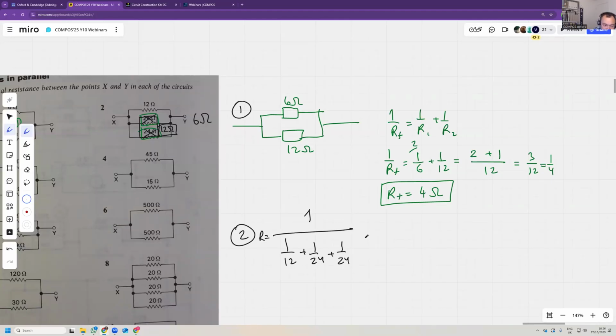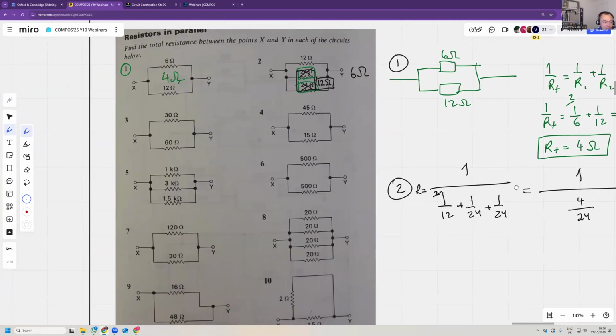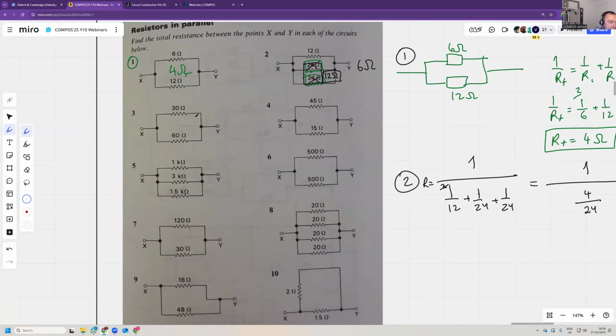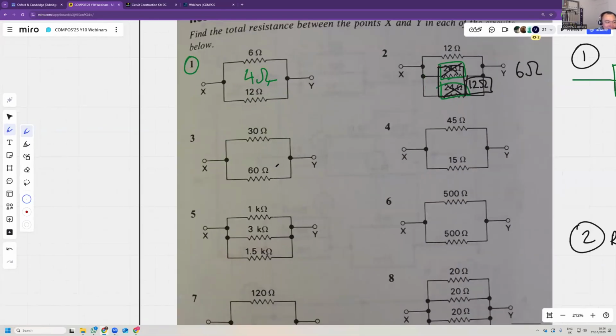So resistance is that. So it's 1 over, so that's 2. 2 plus 1 is 4. 4 over 24, which is 1 over 6, which is 6 ohms. So it works. So number 3 is 30 and 60. Now, here you can use the same trick. You can say a 30 can be drawn as 2 60s.